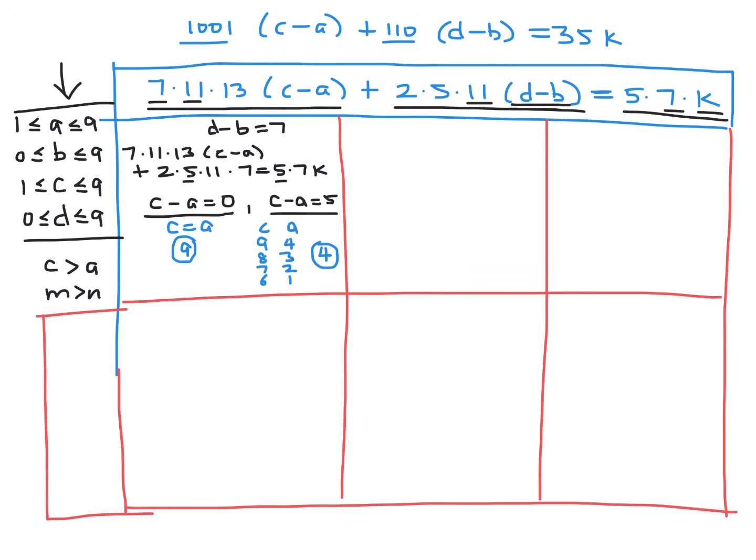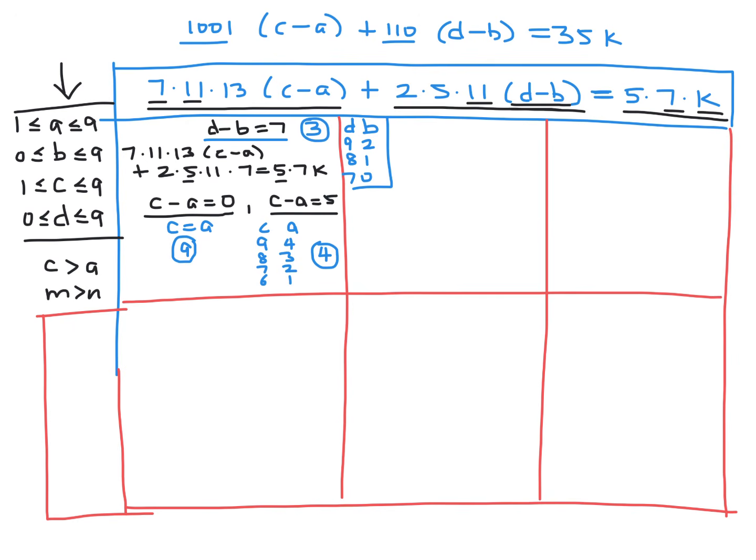And then we have to figure out D minus B. How many different ways are there to make it equal 7? I think for D and B, I can make a, I'm running out of space here, D and B: 9 and 2, 8 and 1, and 7 and 0. So 3 ways. Okay, that's a good start.